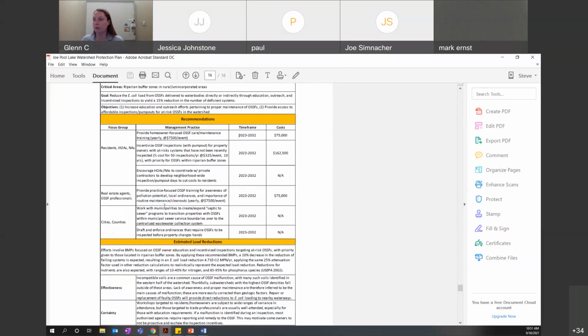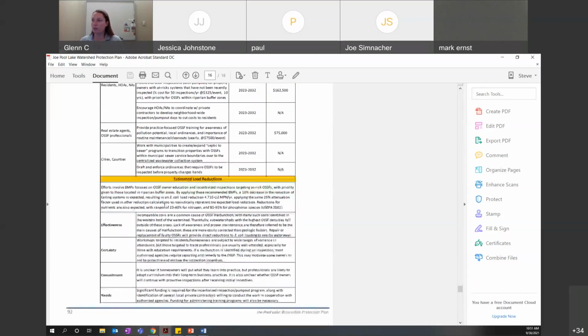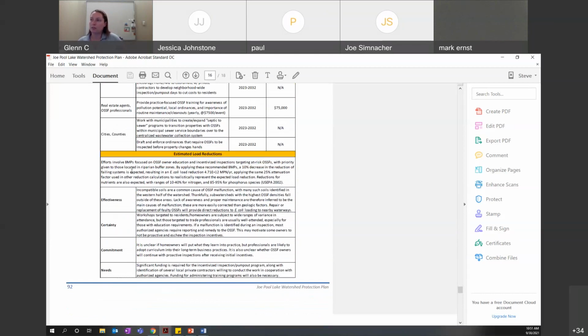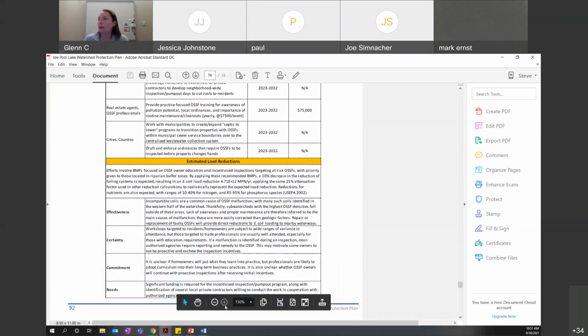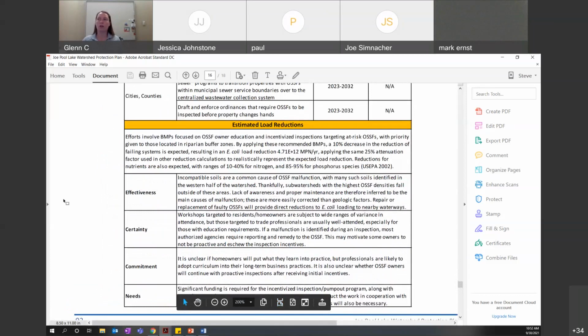And then we also have other recommendations. But how we estimated it: the efforts involve the BMPs focused on the OSSF owner education and incentivized inspections targeting at-risk OSSFs, with priority given to those located in riparian buffer zones.